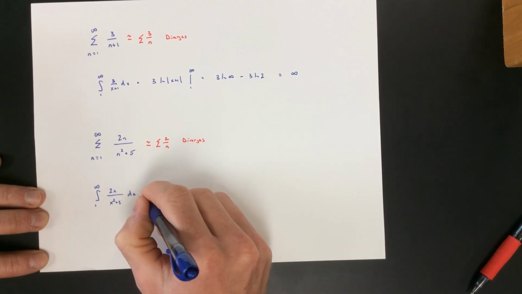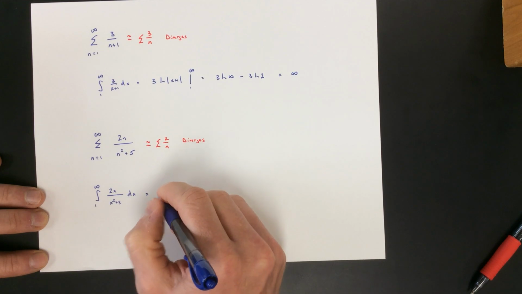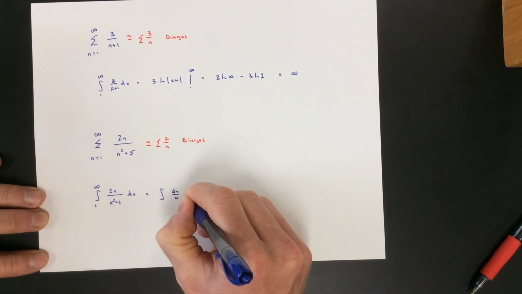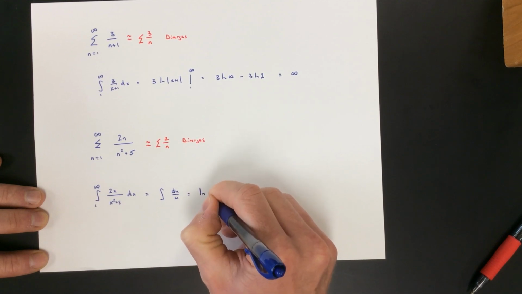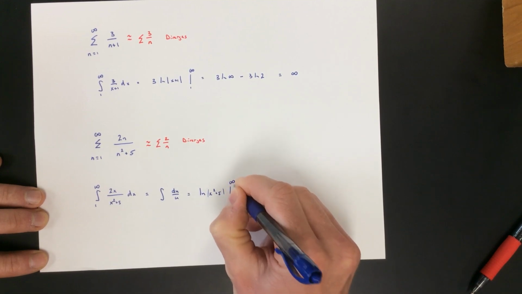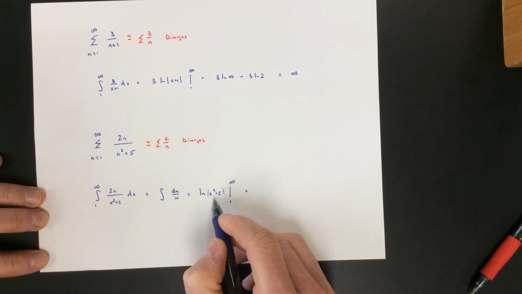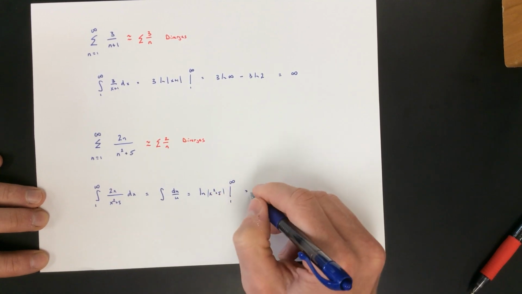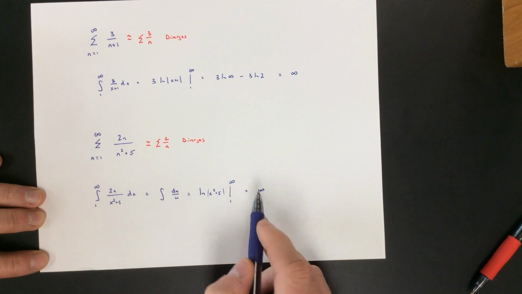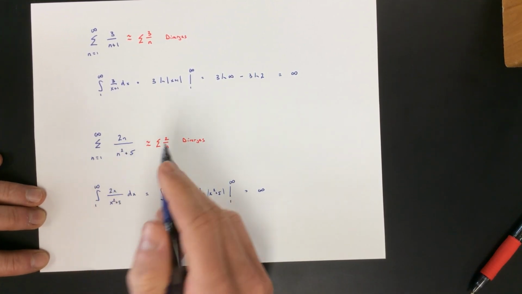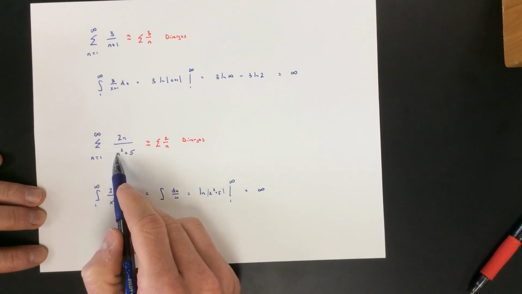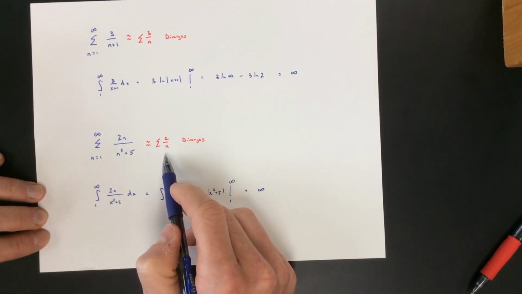And so this thing really just becomes the integral of du over u, which is of course the natural log of u, x squared plus 5, from 1 to infinity. The natural log of infinity squared is still just infinity, minus the natural log of 6, and you still get infinity, which says that this integral diverges. So of course then the series diverges. And again, it's just another way to show that this is in fact pretty much 2 over n.